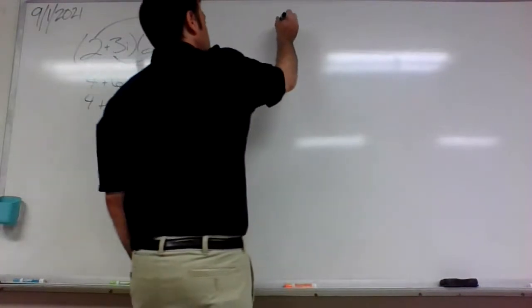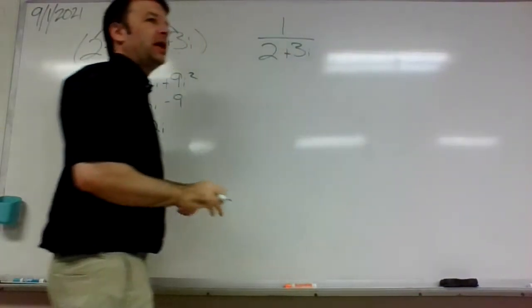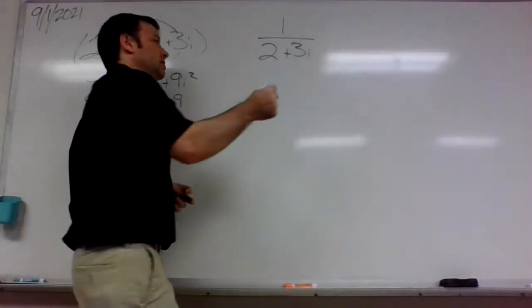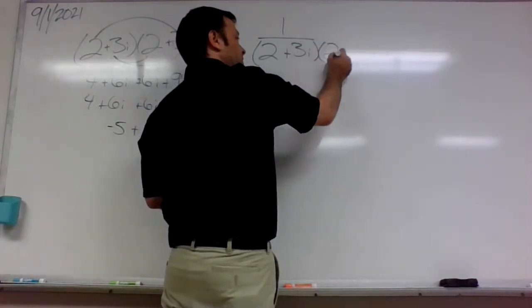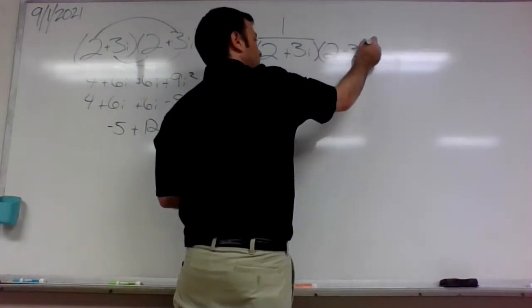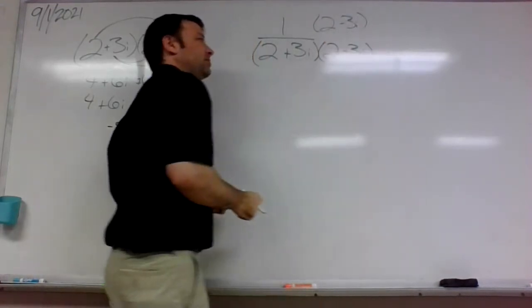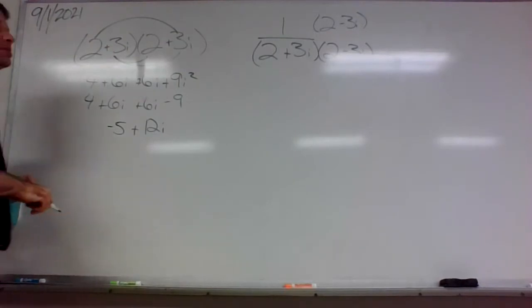Alright, number 14. Why do we have to simplify this? Because there's an i on the bottom. You can't leave an i or square root in the denominator. How do we fix it? Multiply by the conjugate. Anything you multiply the bottom by, you multiply the top by to keep it equal.